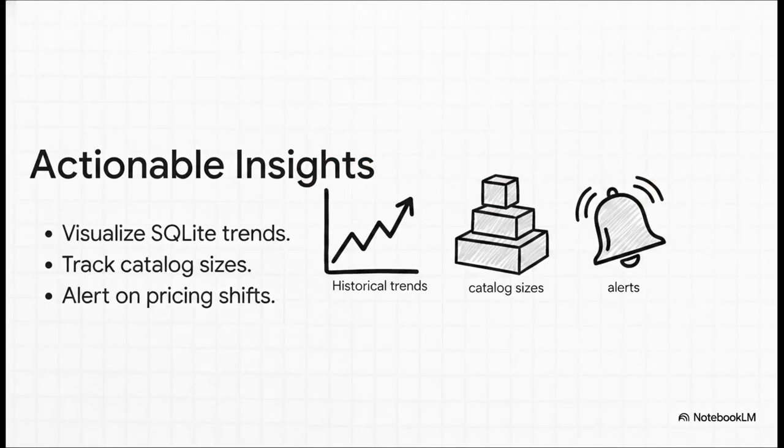So drawing from the CAPTCHA AI FAQ, here's how we actually put this data to work. First up, visualize your trends. A single snapshot just shows what's visible today, right? But history shows direction. Are they testing prices, expanding features? You can easily export your SQLite data to Matplotlib or just pipe it straight into Google Sheets. Second, make sure to track non-pricing metrics, things like catalog sizes or feature lists, so you can see if competitors are quietly expanding. And third, set up automated alerts for pricing shifts.